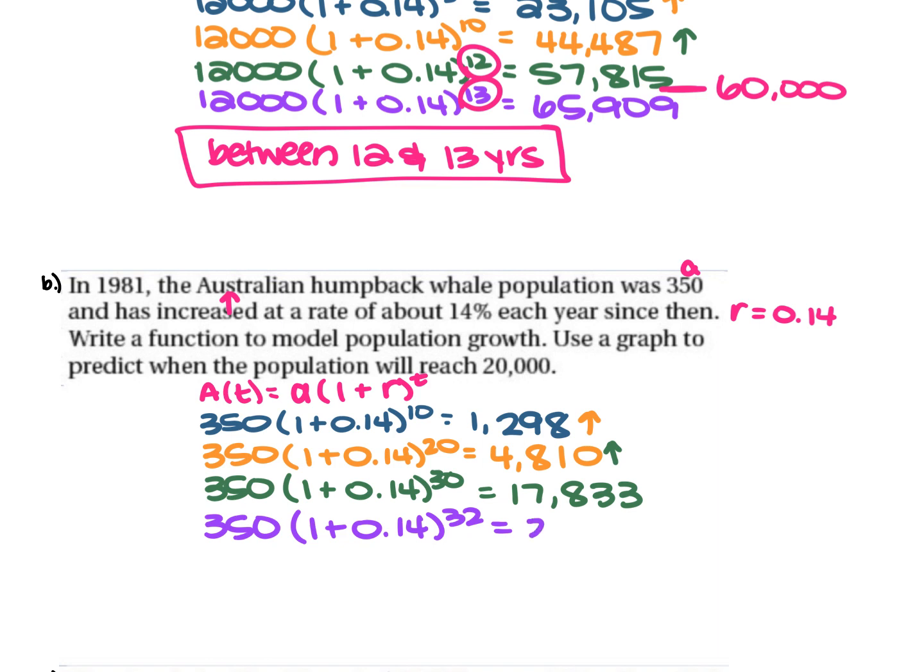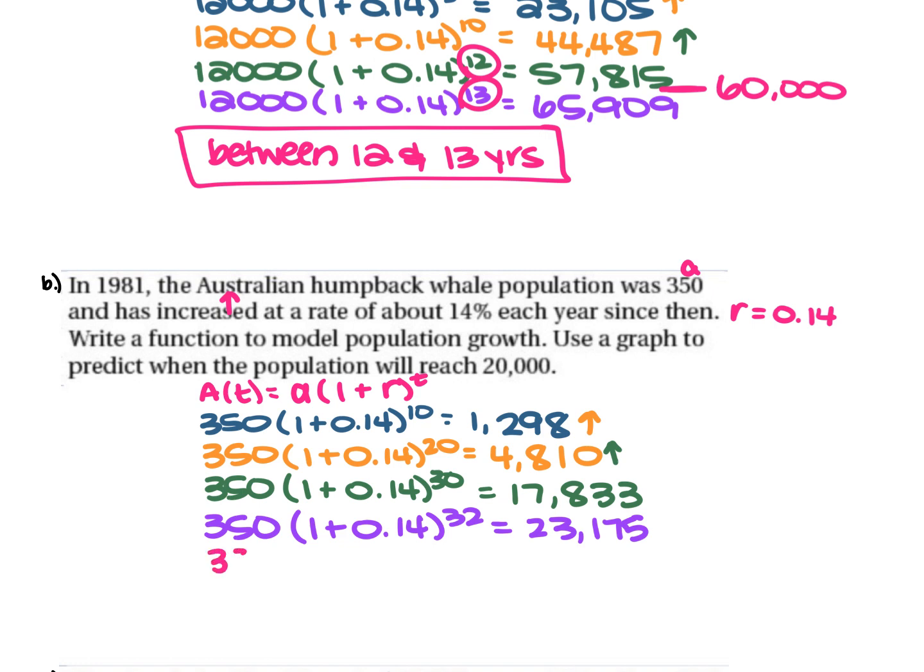So I'm going to try 32 with this, see what that gives me. And that's 23,175. So this is pretty close to 20,000, but I went over it. So I need to go below the 32 and try 31 to see if that's the 2 years that this falls between, because it has to be consecutive years.